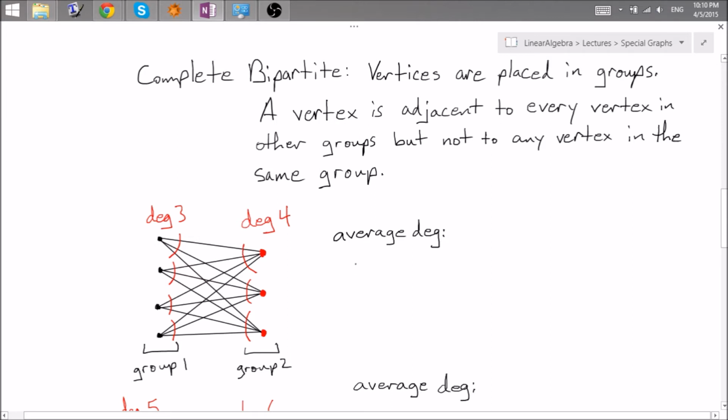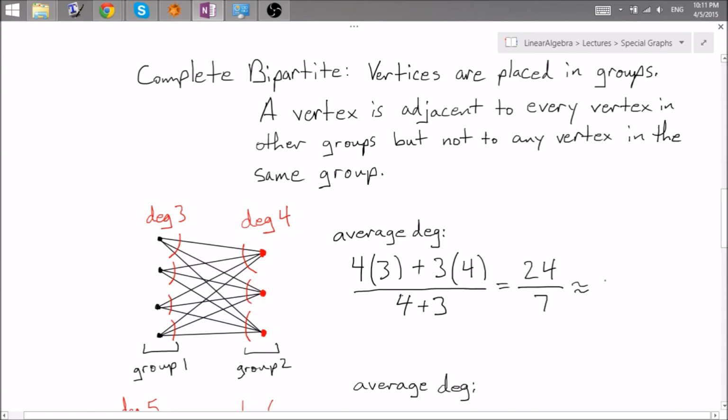So we count that in the following way. We have 4 group 1 vertices, each with degree 3, and we have 3 group 2 vertices, each with degree 4. And we divide this by the total number of vertices, which is 4 plus 3, that's group 1 plus group 2. So this is 24 over 7, which is approximately 3.4. So that tells us that the average degree is 3.4. Now the complete bipartite graph in this case is denoted as follows. We use K because it's a complete graph, and then we have the group sizes, so 4, 3.